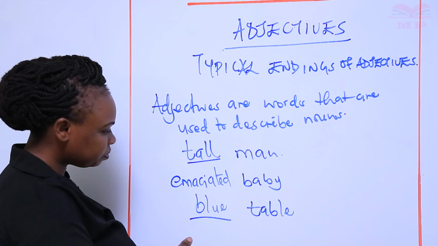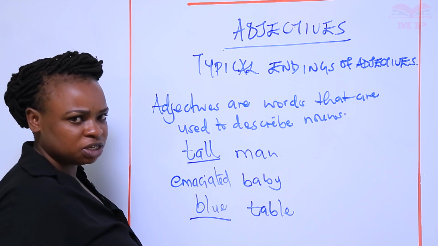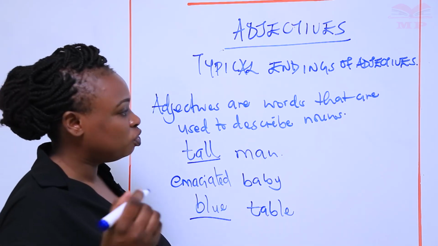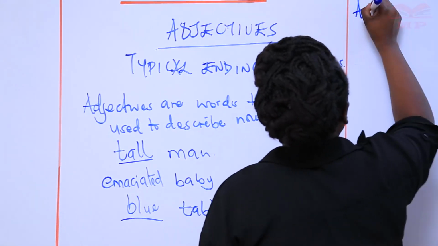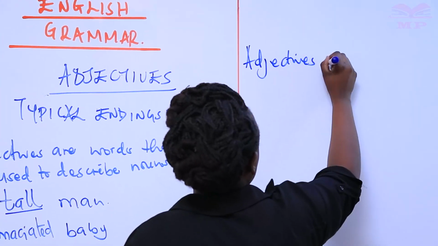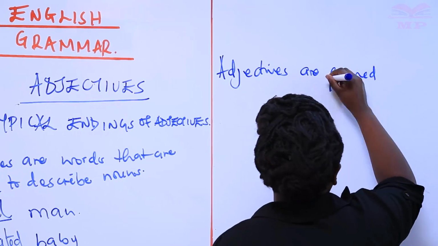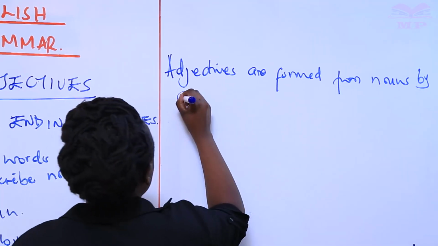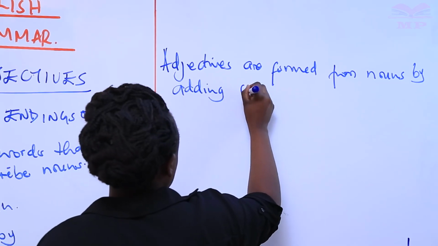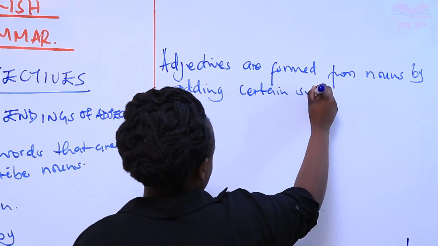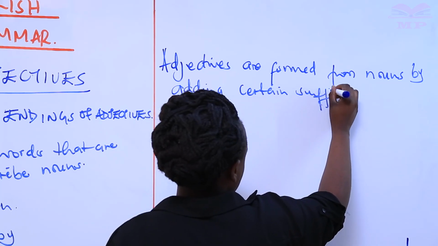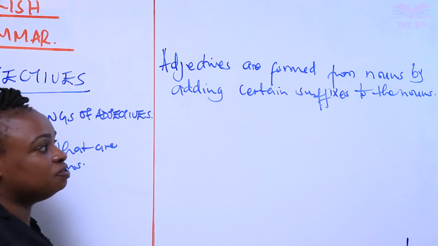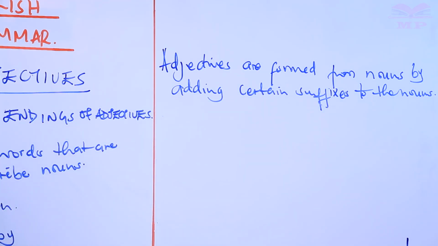But we have those ones that end in ed. You might be tempted to think of them as what? As nouns, as maybe verbs. All right, so most adjectives are formed from nouns by adding certain suffixes to the noun.